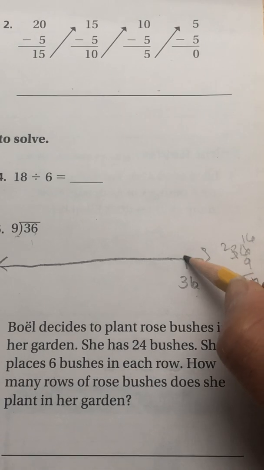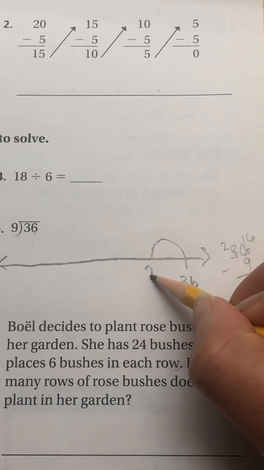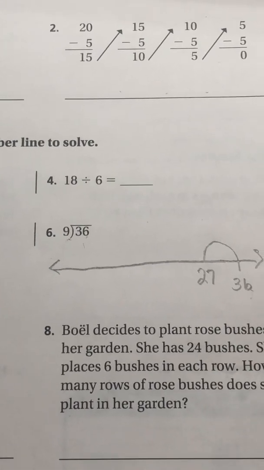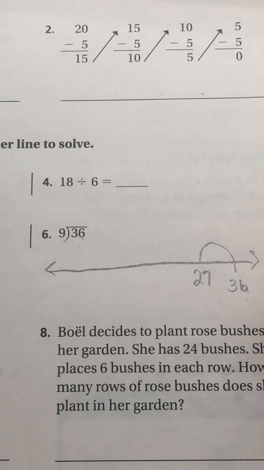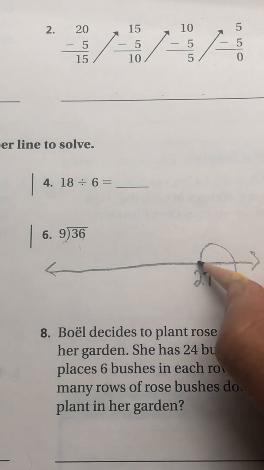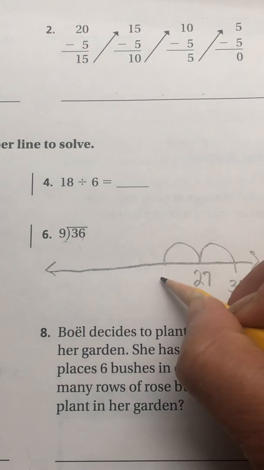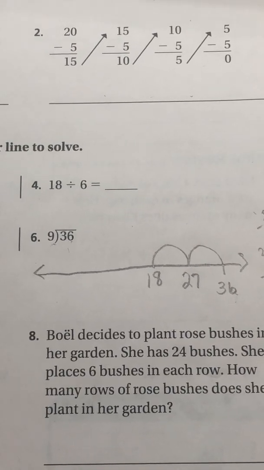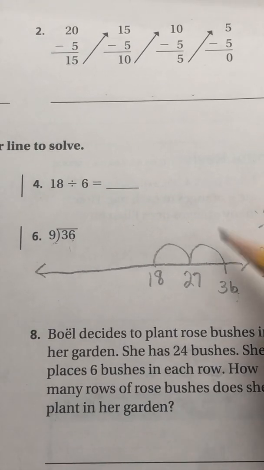Is 27. So 36 minus 9 is 27. Now I'm going to subtract 9 again. 27 minus 9 is 18. Remember, I have to get to 0. So my number line might be a little bit bigger. I don't know. We'll see.